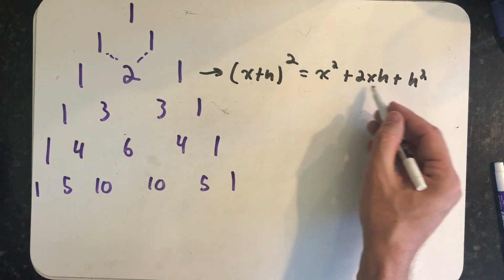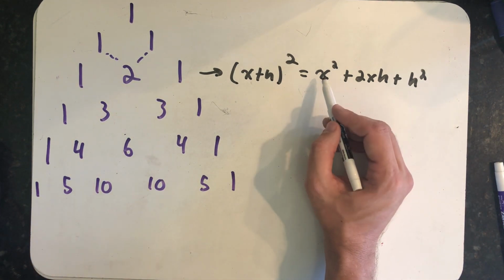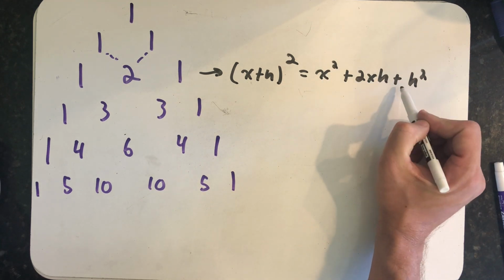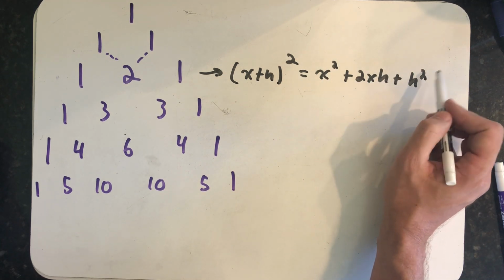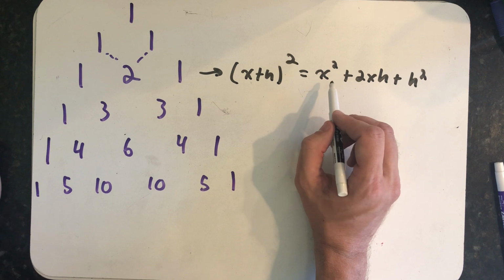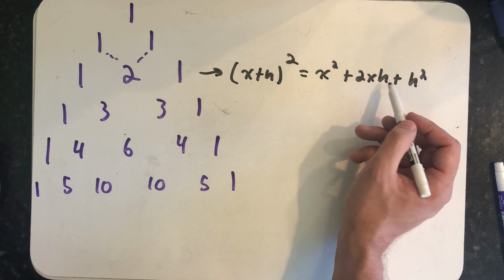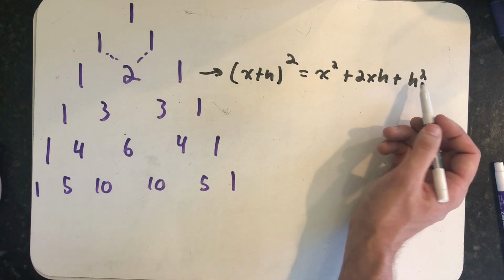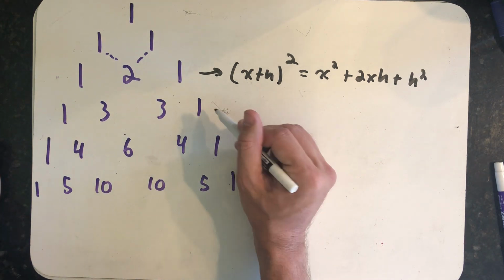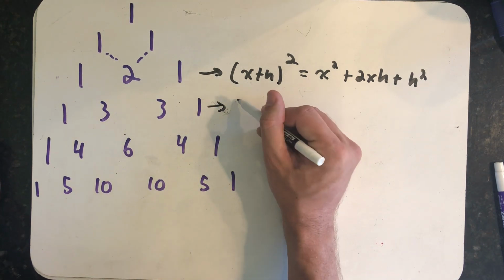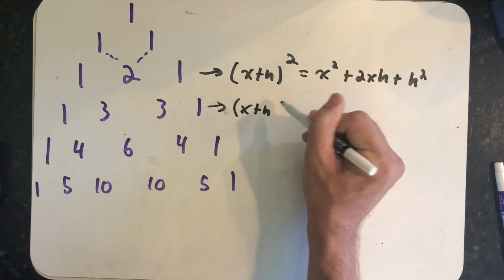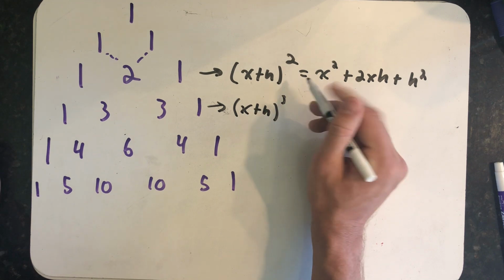So I see the 1, the 2, and the 1. If I look at the powers of x, they count down. I have x to the second, x to the first, and then x to the 0 here, right? There is no x. The powers of h count up. H to the 0, h to the first, h squared. And that's how I can use Pascal's triangle to square a binomial. This row will help me with cubing a binomial.